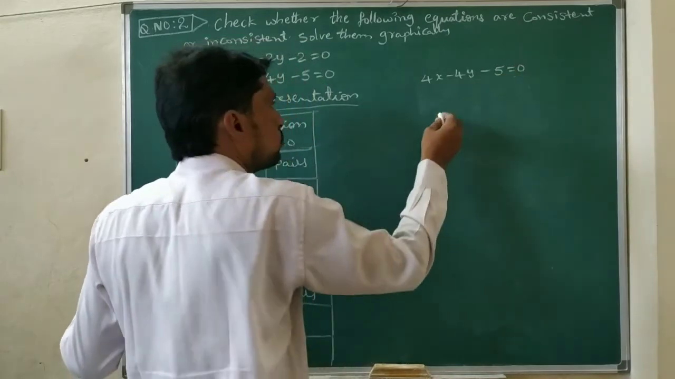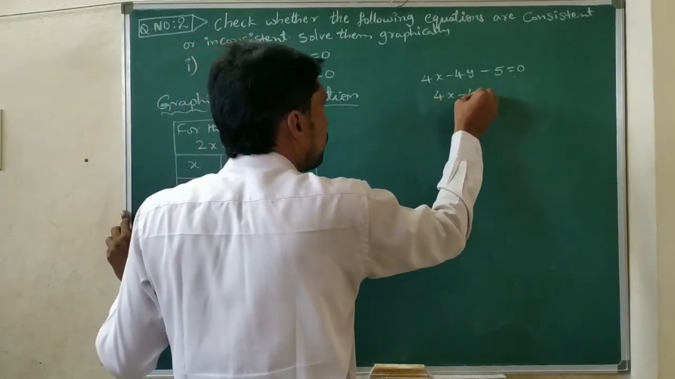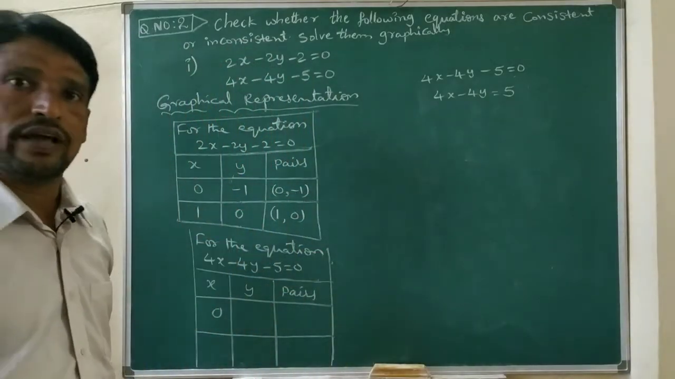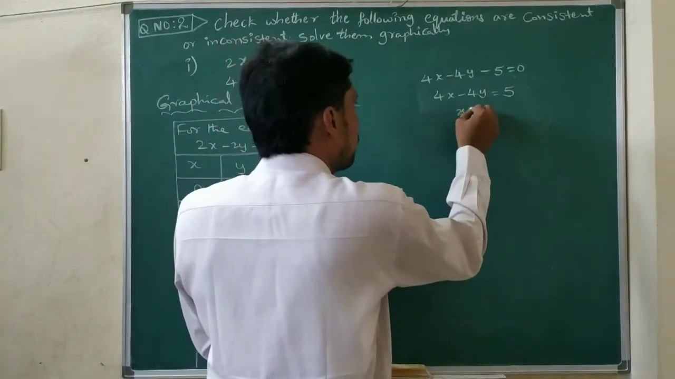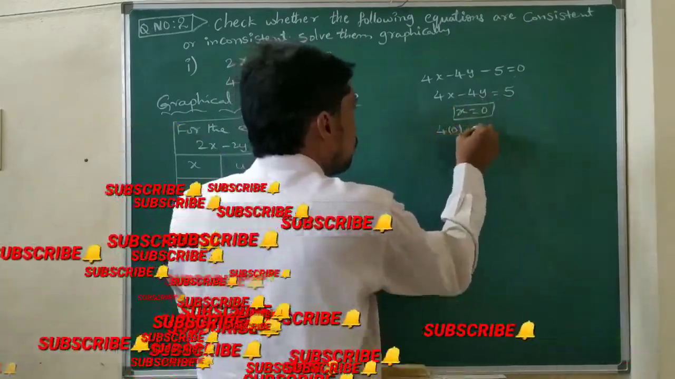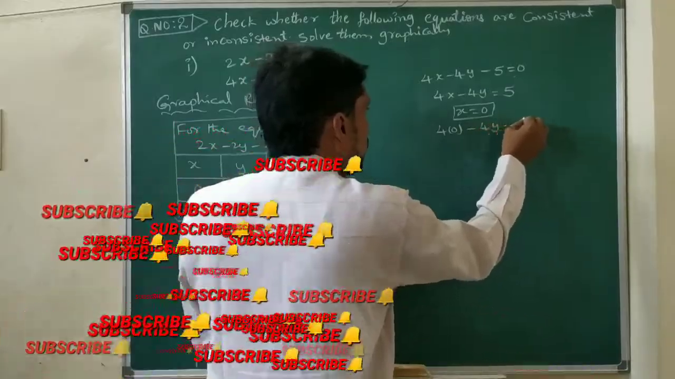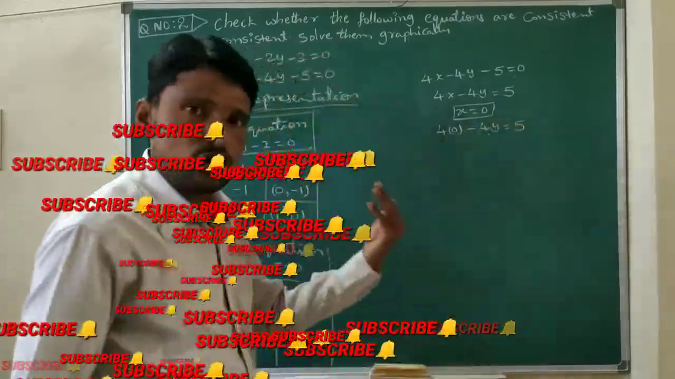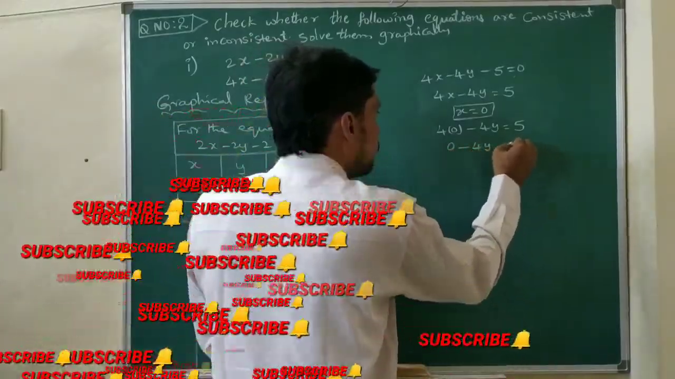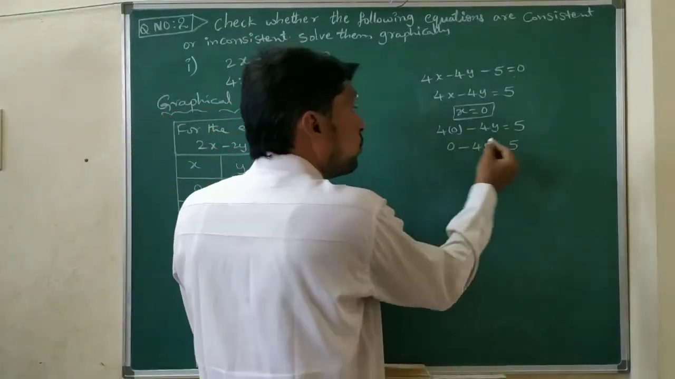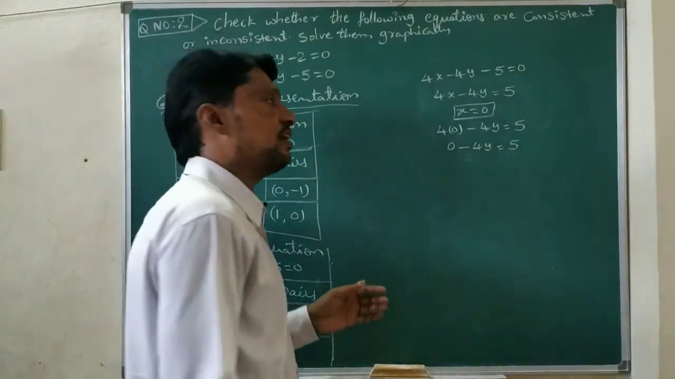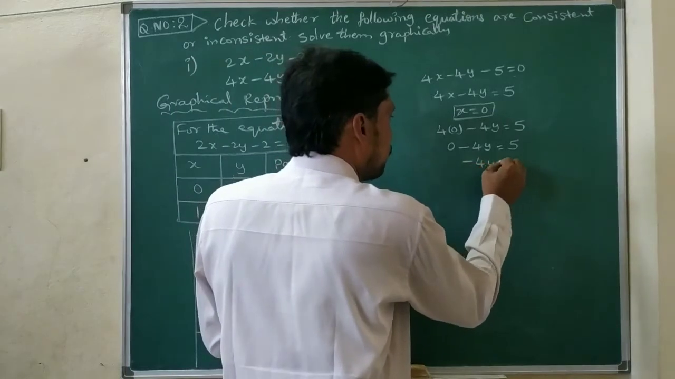So this minus 5 first you have to transpose to the right. 4x minus 4y equal 5 we are getting. Now x value we are taking as 0, so x equal to 0. Taking x equal to 0 means 4 into 0 minus 4y equal to 5. 4 into 0 is 0, so 0 minus 4y equal 5, that is minus 4y equal to 5.